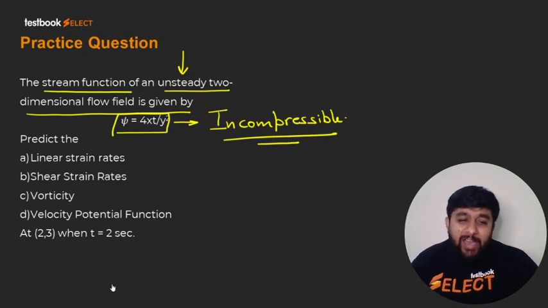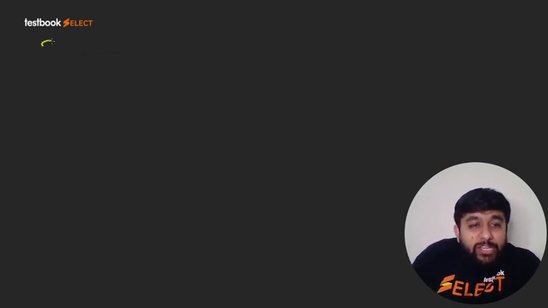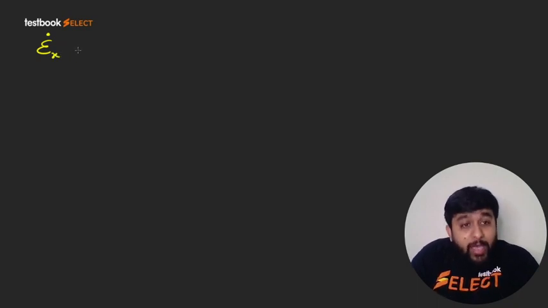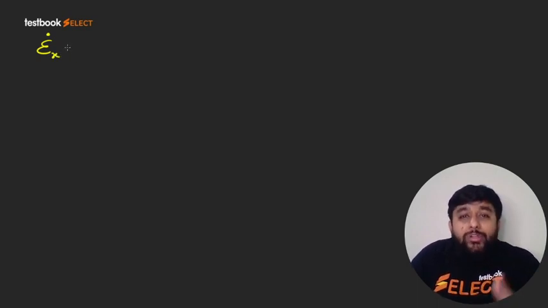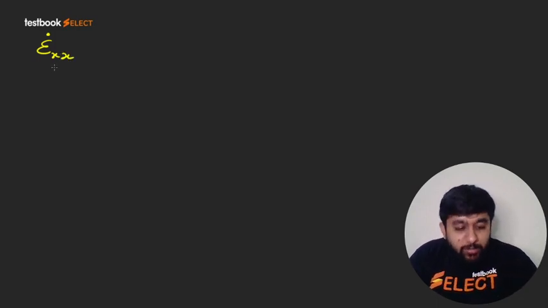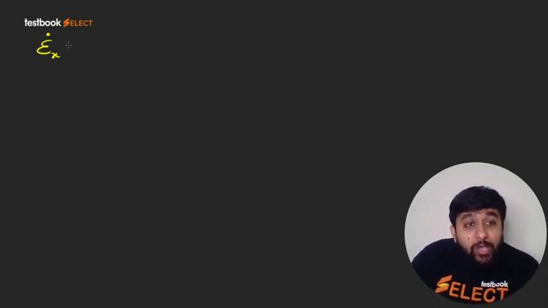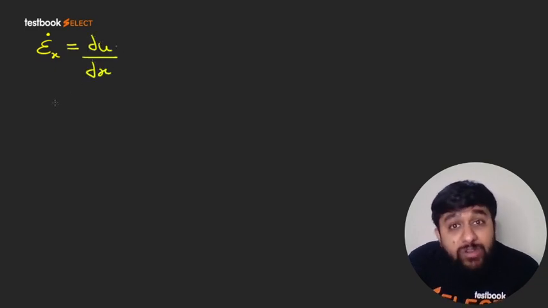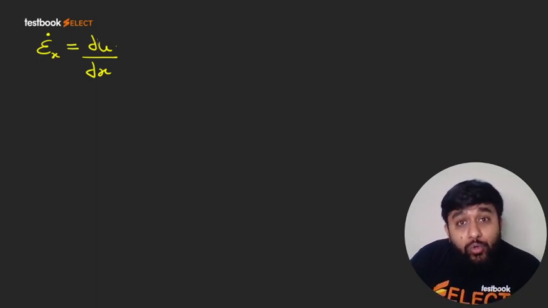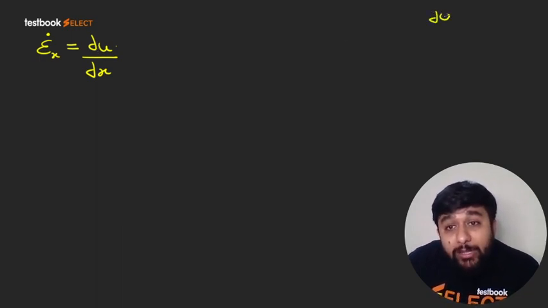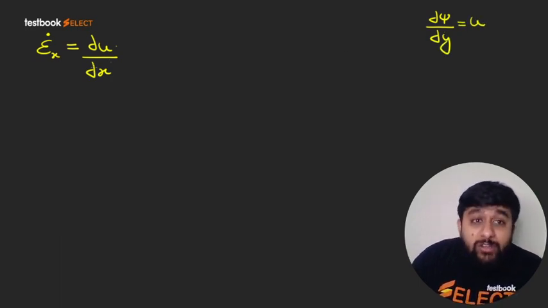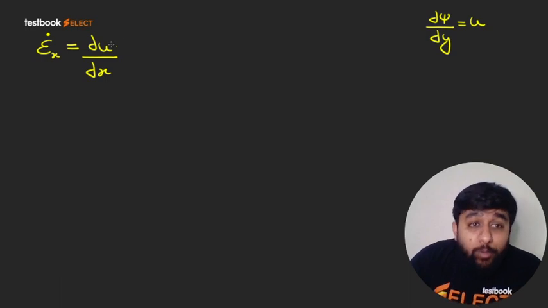So everyone knows, when we talk of linear strain rate at any point, that is epsilon dot x. Let me not use this notation because it is not required in our syllabus. So epsilon dot x is equal to del u by del x. So from the stream function, I can find out u. How can you find out u? You can simply say del psi by del y is equal to u. Then I will put it over here and I will get epsilon dot x.